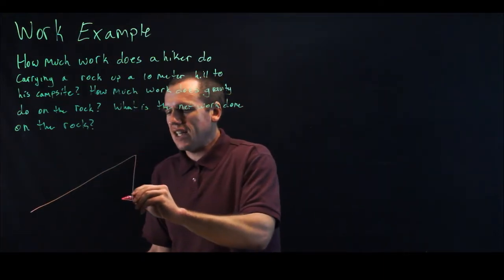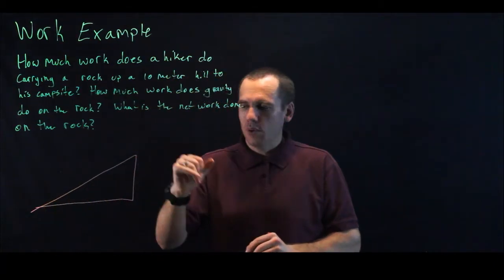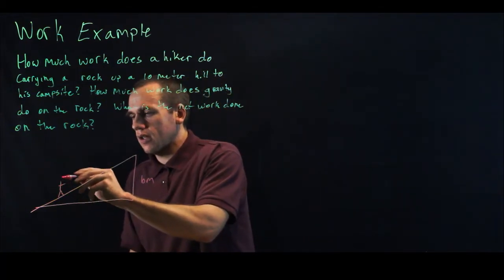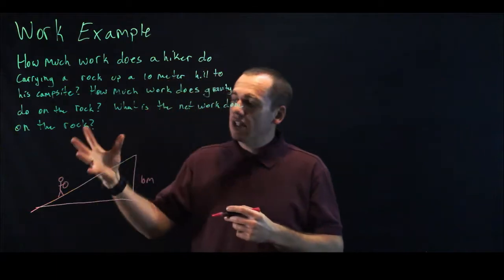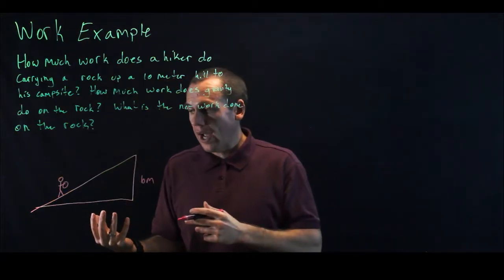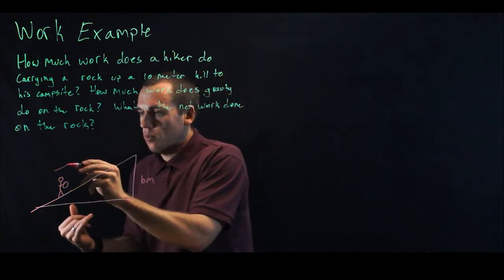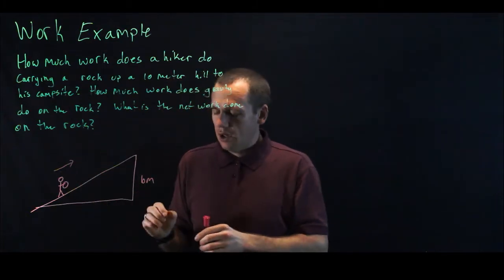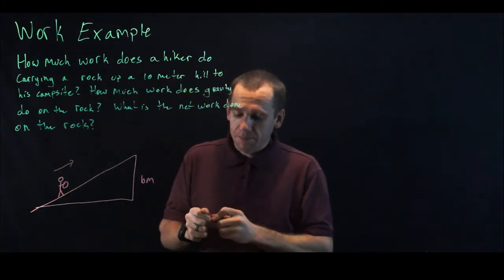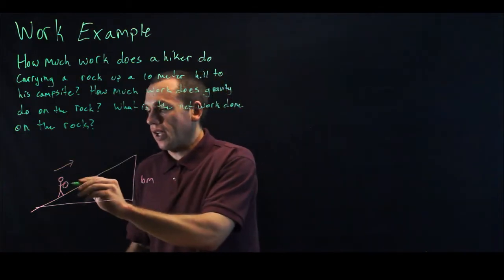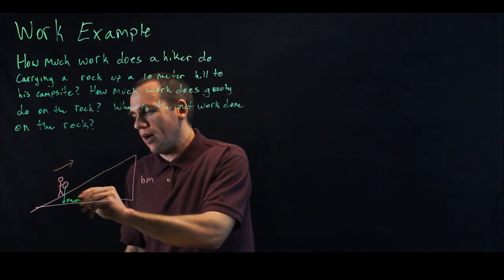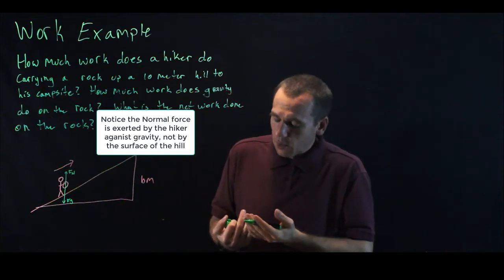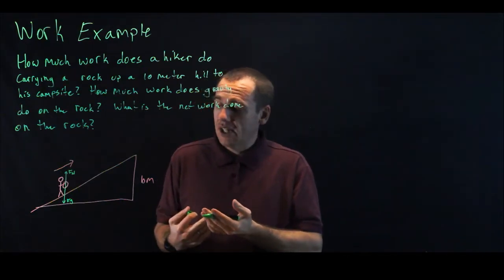Now, the information given didn't actually say how long the hill was, just that it was 10 meters high. So, here's my hiker carrying this rock up to his campsite. Now, first things we have to do is figure out what forces are acting on the rock. The camper is, we're going to assume, moving at a constant rate up this incline, so there's no acceleration here. We're just moving this rock at a constant speed. So then there's two forces that act on that rock. There's the force due to gravity, pulling straight down, and there's the normal force pulling straight up. Those two forces balance, so the only force the hiker is exerting is upwards against gravity.